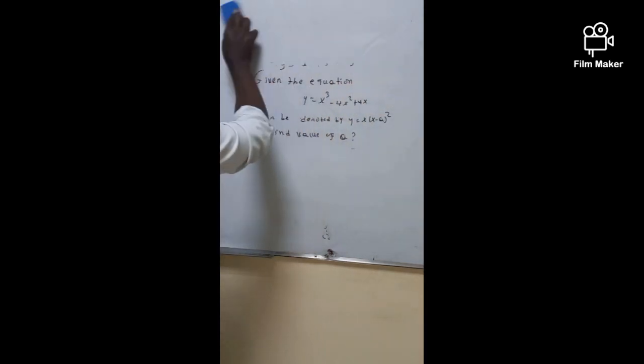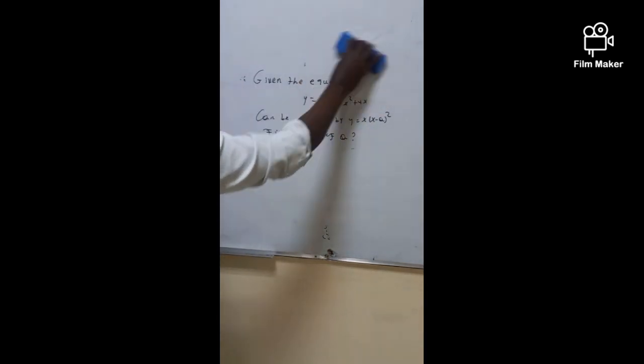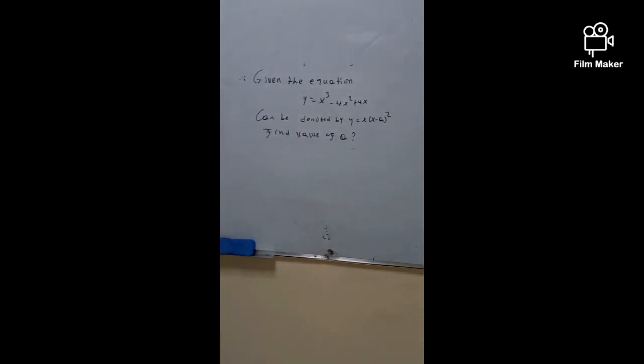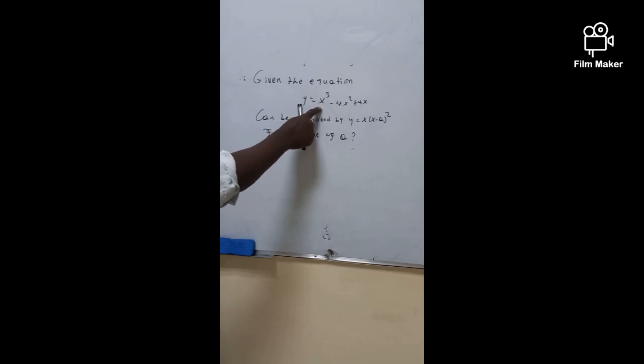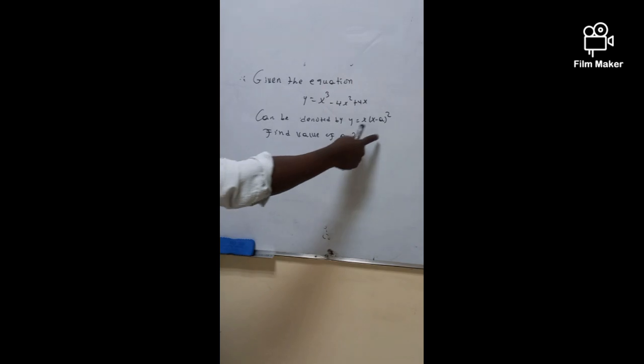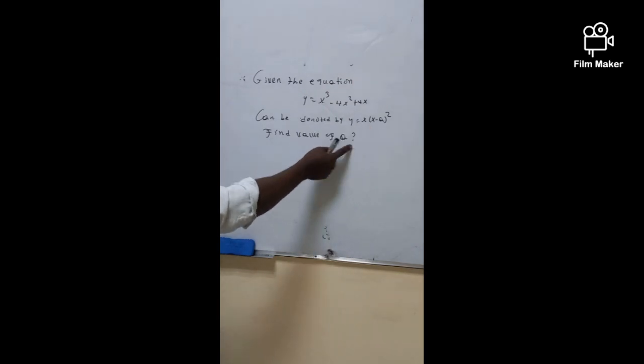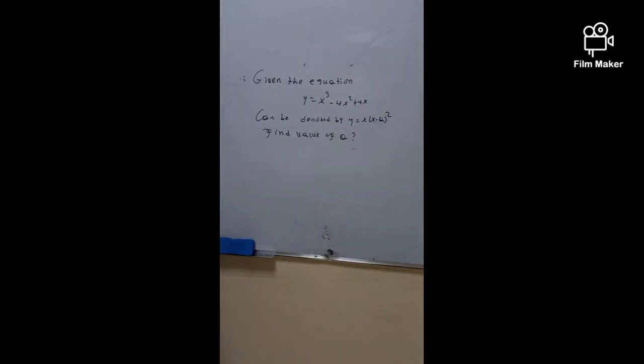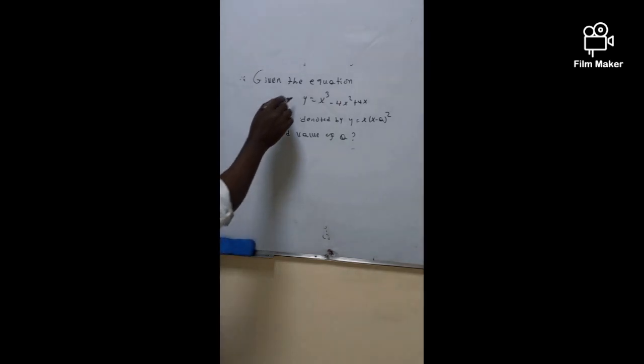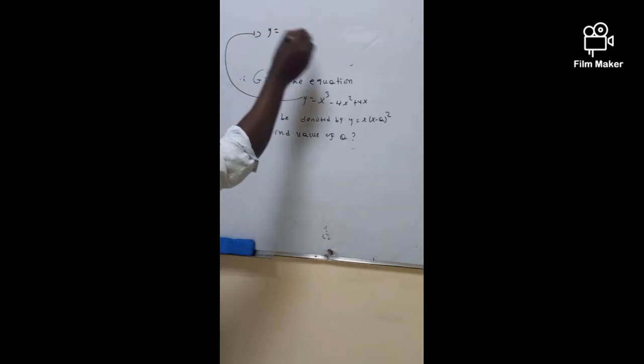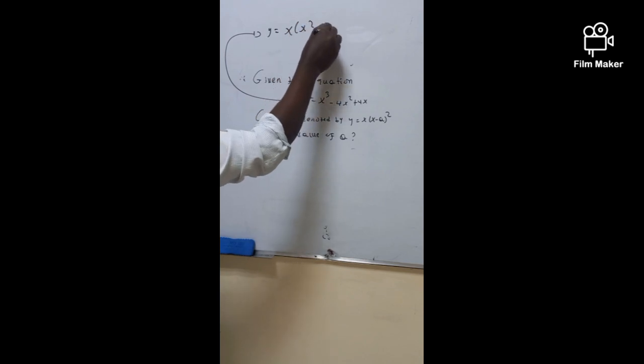Well, now let's come to how we are going to solve the second problem. In the second problem, you are given y equals x cubed minus 4x squared plus 4x. This is denoted by this one. So how are we going to find the value of a? First of all, this problem is written as y equals x into x squared minus 4x plus 4.